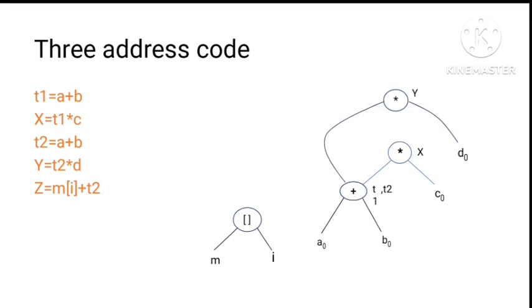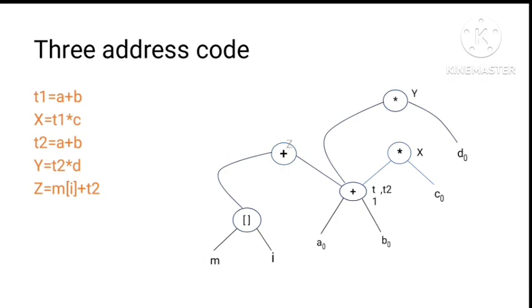And now you have an array, and this array has to be added with T2. T2 has already been computed in the subtree, isn't it? So M of I should be on the left and T2 should be on the right. So plus should be an internal node, and I have M of I on the left side and T2 on the right side. Now this entire result has to be stored in Z, isn't it? So I just make it as Z here.